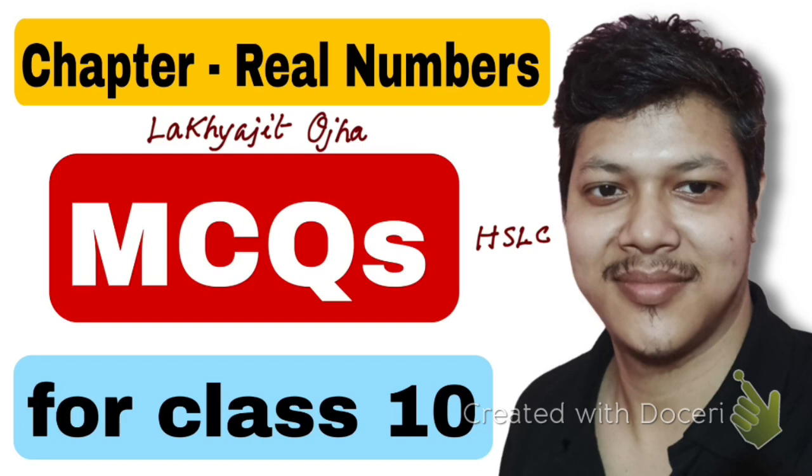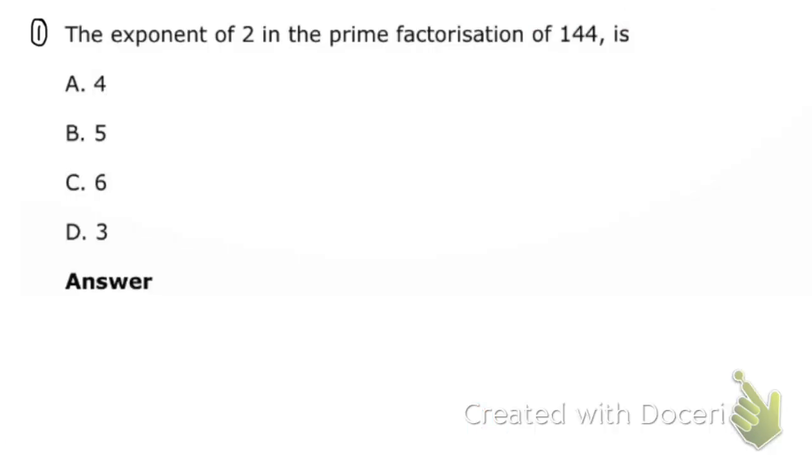Okay, so now let's start. Here is the first question: the exponent of 2 in the prime factorization of 144. What will be the correct answer? If you factorize 144, what will be the prime factorization of this?